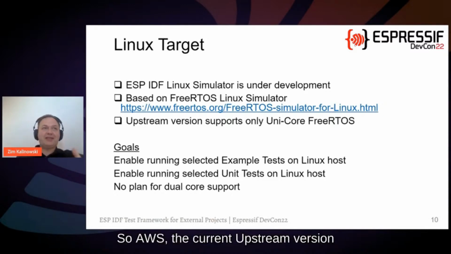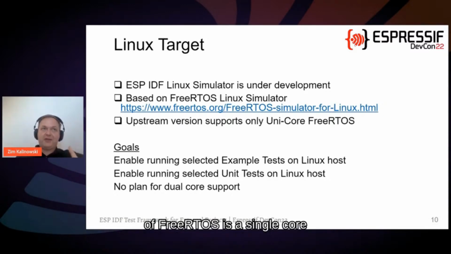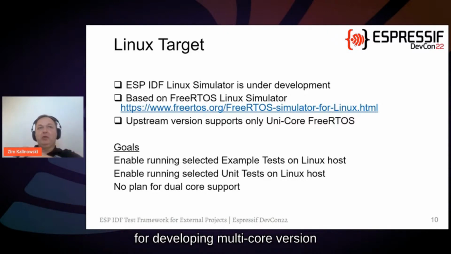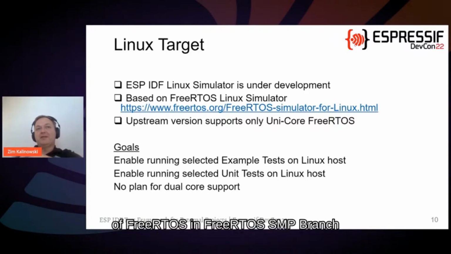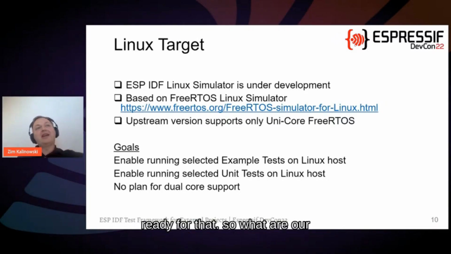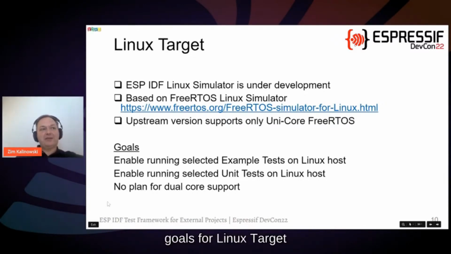So AWS, the current upstream version of FreeRTOS is single core, and there is an effort for developing a multi-core version of FreeRTOS in the FreeRTOS SMP branch, but the simulator is not yet ready for that. So what are our goals for Linux Target?